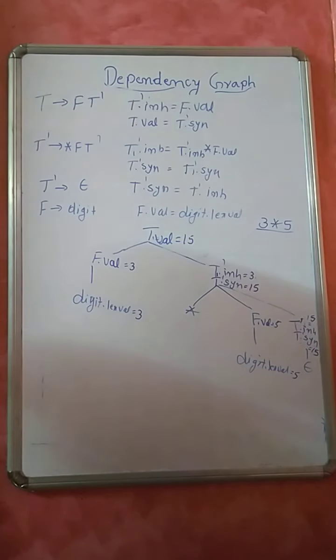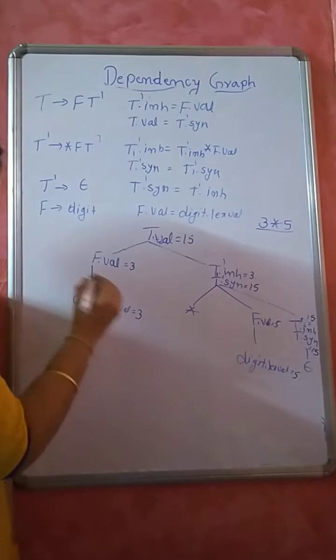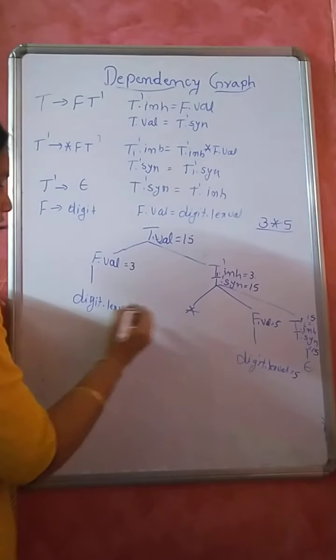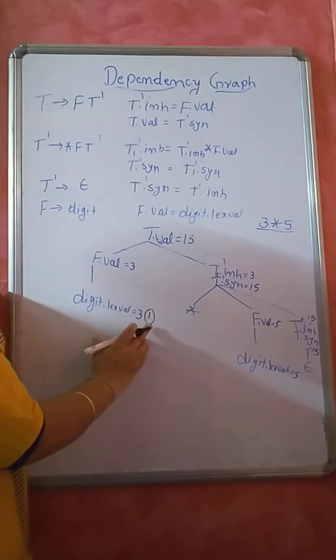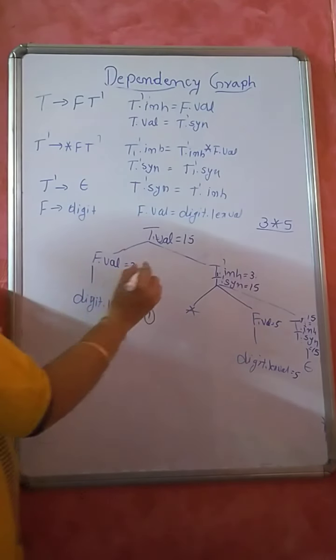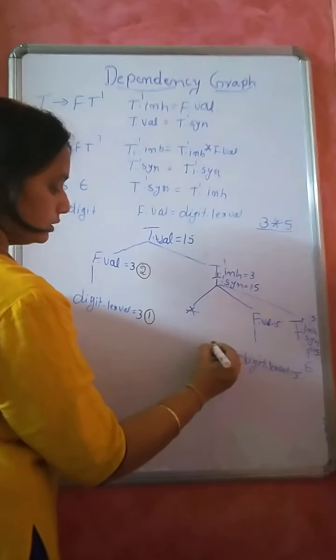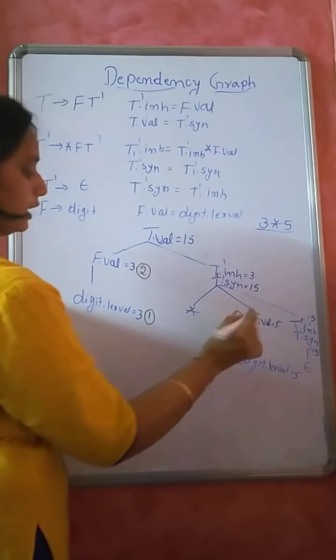Now I will write the dependency graph. As I told you, in the dependency graph I will construct one node for each of the attributes associated with the nodes in the annotated parse tree. So for this I will construct 1. Now I will write it in a different color. This is the dependency graph I am writing. Now associated with this is 2, then associated with this is 3. This one is 3. Now associated with this I will take it as 4.